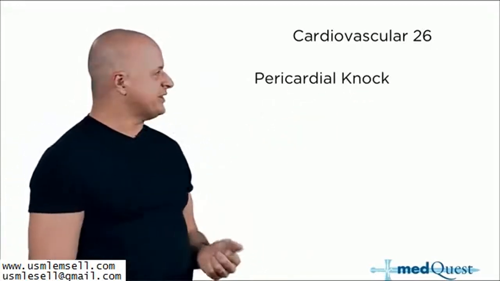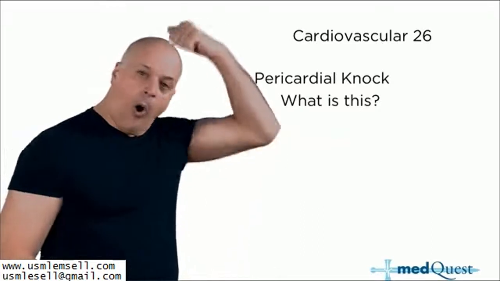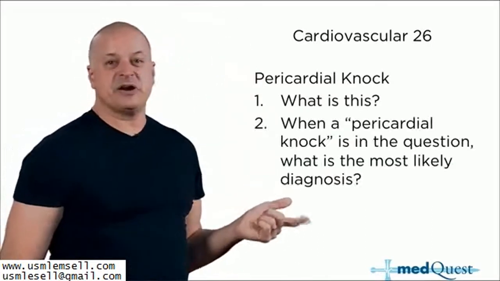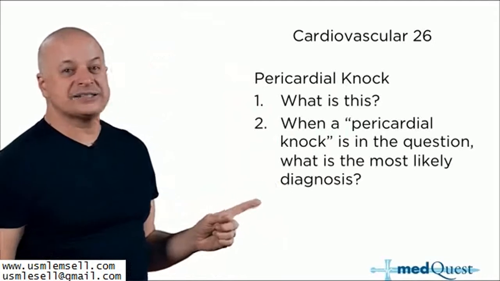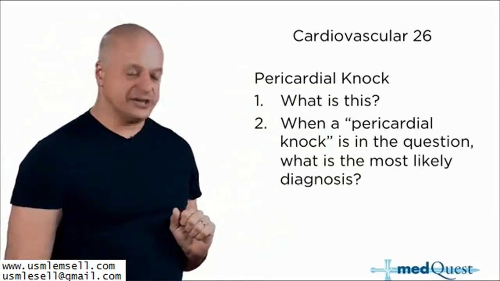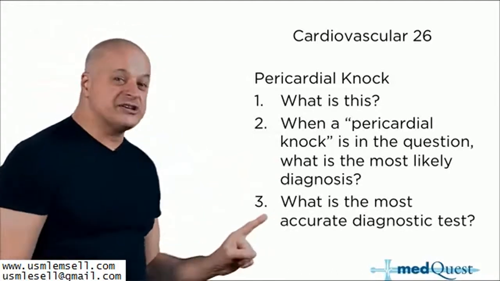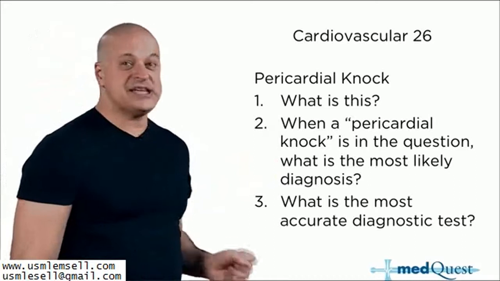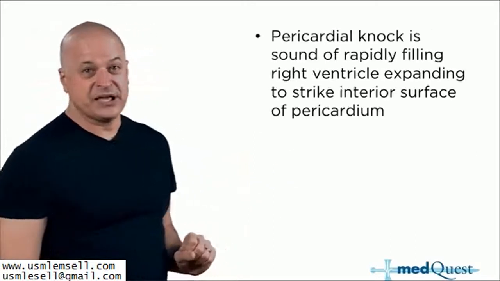Pericardial knock. What a great sound. How poetic, a knock. What is it? I think it's a knock against the pericardium, isn't it? A pericardial knock in the question means constrictive pericarditis. And the most accurate test for constrictive is actually not an echocardiogram. CT or MRI is the most accurate.